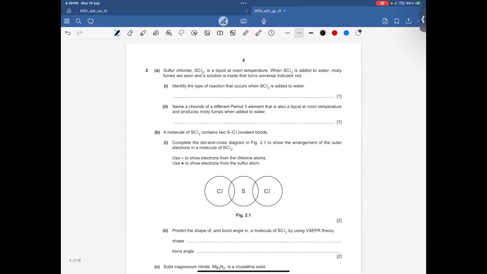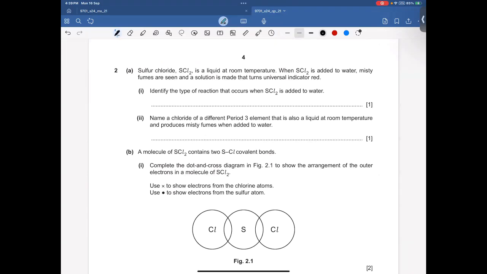That seems a simple question, guys. Next, sulfur dichloride SCl2 is a liquid at room temperature. When SCl2 is added to water, misty fumes are seen and a solution is made that turns universal indicator red.